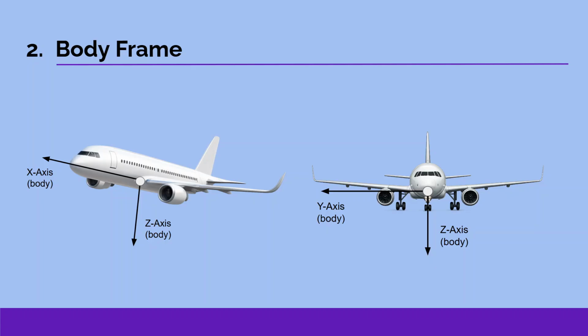It moves and rotates with the air vehicle, so whatever the aircraft does, the body frame will do as well. It is the most common frame to define the equations of motion, and that means that any vector that is not defined in the body frame will have to be transformed from its original frame to the body frame. As you can see, the x-axis comes out of the nose, the z-axis is perpendicular to the x-axis, and the y-axis forms a right angle with the xz plane.